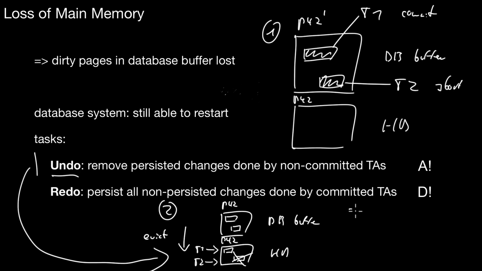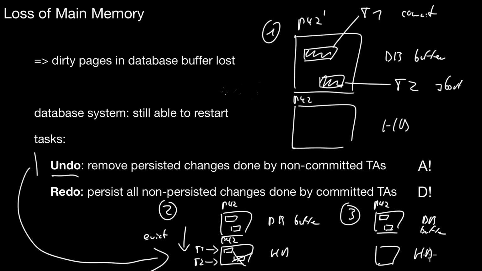What we want to have is situation 3, and that is, so we have this page, we have those two transactions working on it, it's page 42. Again, this is in the database buffer. We have it on the store. Let's call it hard disk again as above.